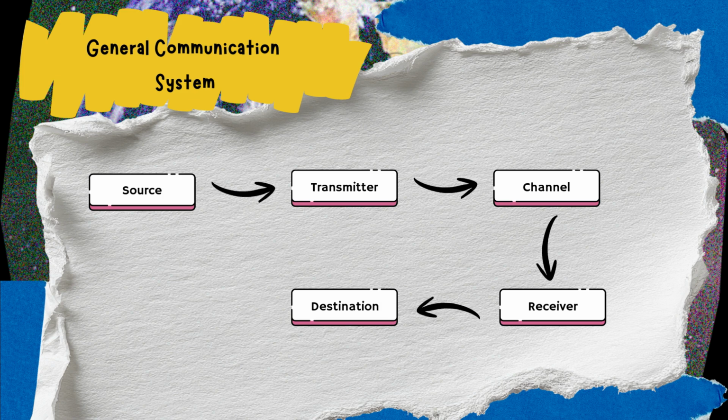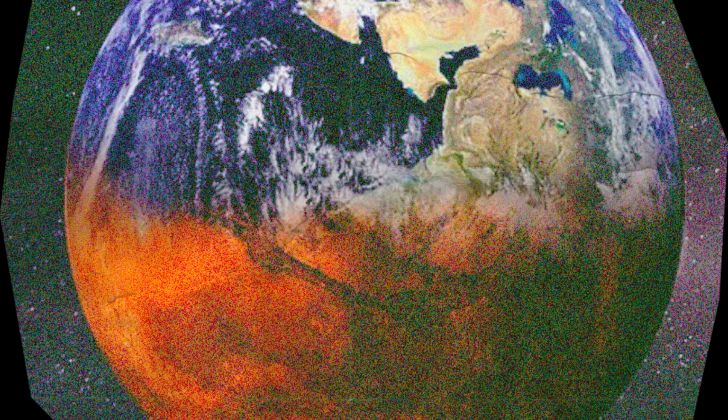The signal travels through the channel, which can be a physical medium such as cable or a wireless medium like free space. During transmission, the signal may be affected by noise or interference. At the receiving end, the receiver extracts and reconstructs the original information from the received signal. Finally, the recovered information is delivered to the destination where it can be understood or used.